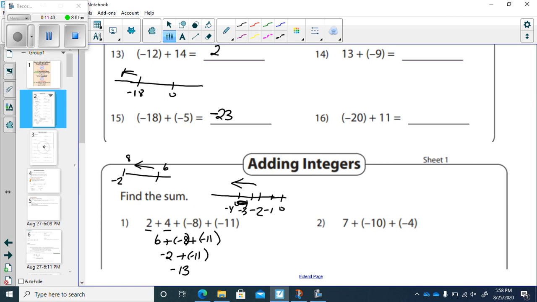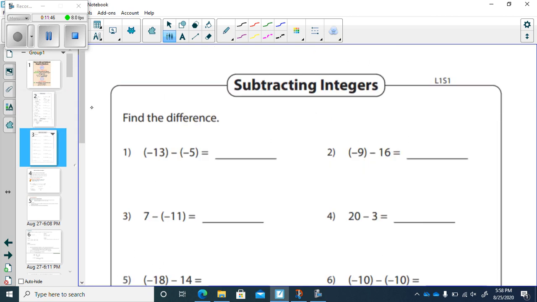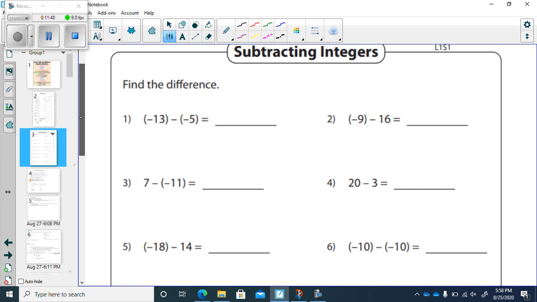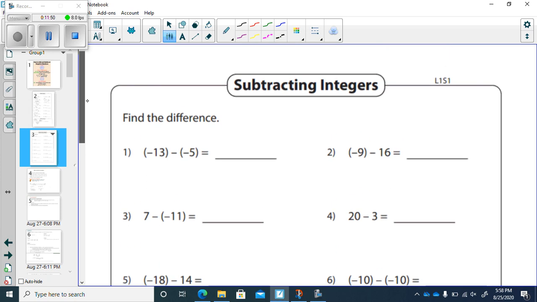Now let's look at the next page and let's do some subtracting with integers. When we subtract, we rewrite it as an addition problem. If you do that, it will make sense. And we can use our addition rules.